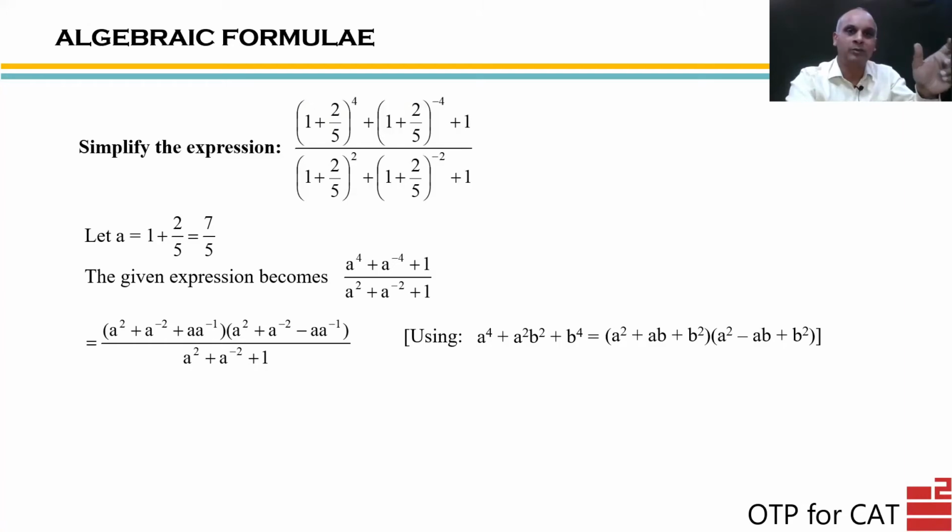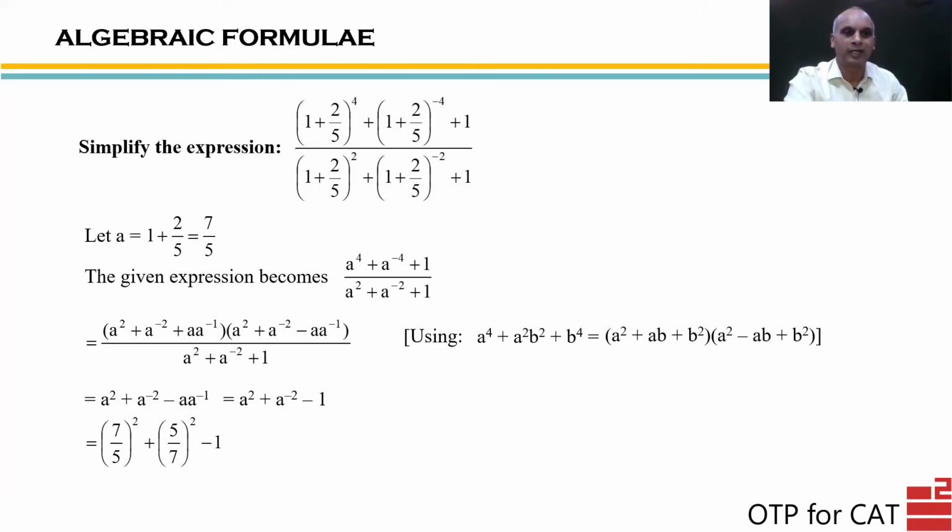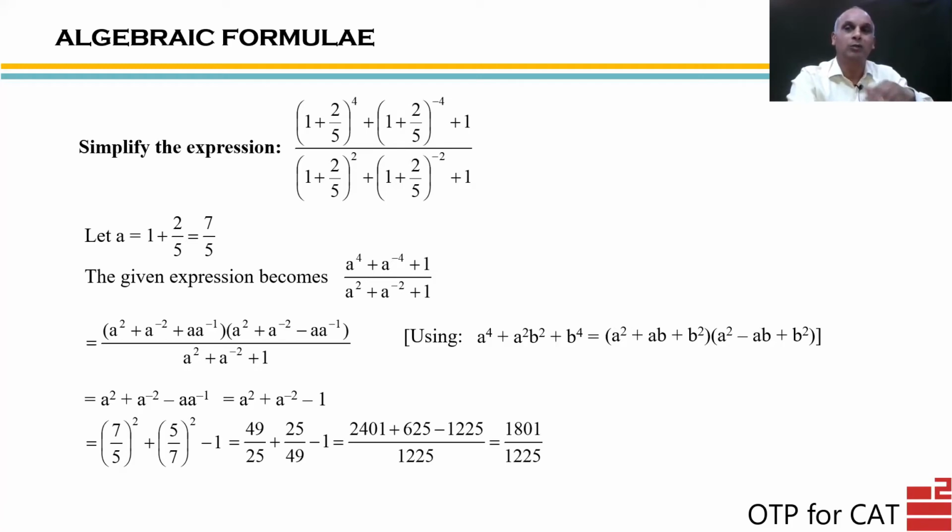That is, the first bracket in the numerator cancels with the denominator expression, and I'll be left with a^2 plus a to the power negative 2 plus a into a to the power minus 1. Now, a into a to the power minus 1 is 1, so it becomes this. Now putting the value of a as 7 by 5, my calculation efforts will be much reduced. And so I'll get (7 by 5)^2 plus (5 by 7)^2 minus 1. Rest is all calculations. Although this also involves some bit of calculation, that is pretty less compared to what would have been the case had you solved the entire expressions directly.